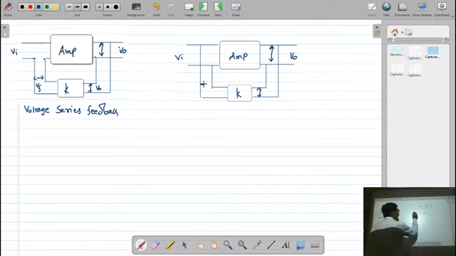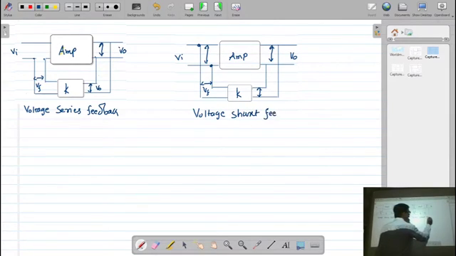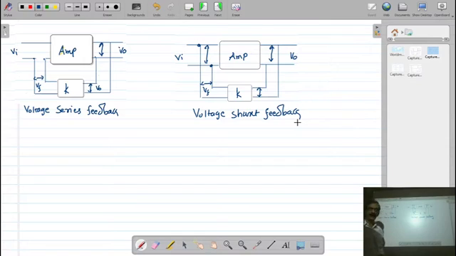Now, whatever the feedback voltage is generated, this feedback voltage is connected parallel to this. One of the points is connected here, another point is connected here. So this voltage is in parallel with the input voltage, and therefore this is known as a voltage shunt feedback. Remember, so the two types of the voltage feedback are series feedback and shunt feedback.